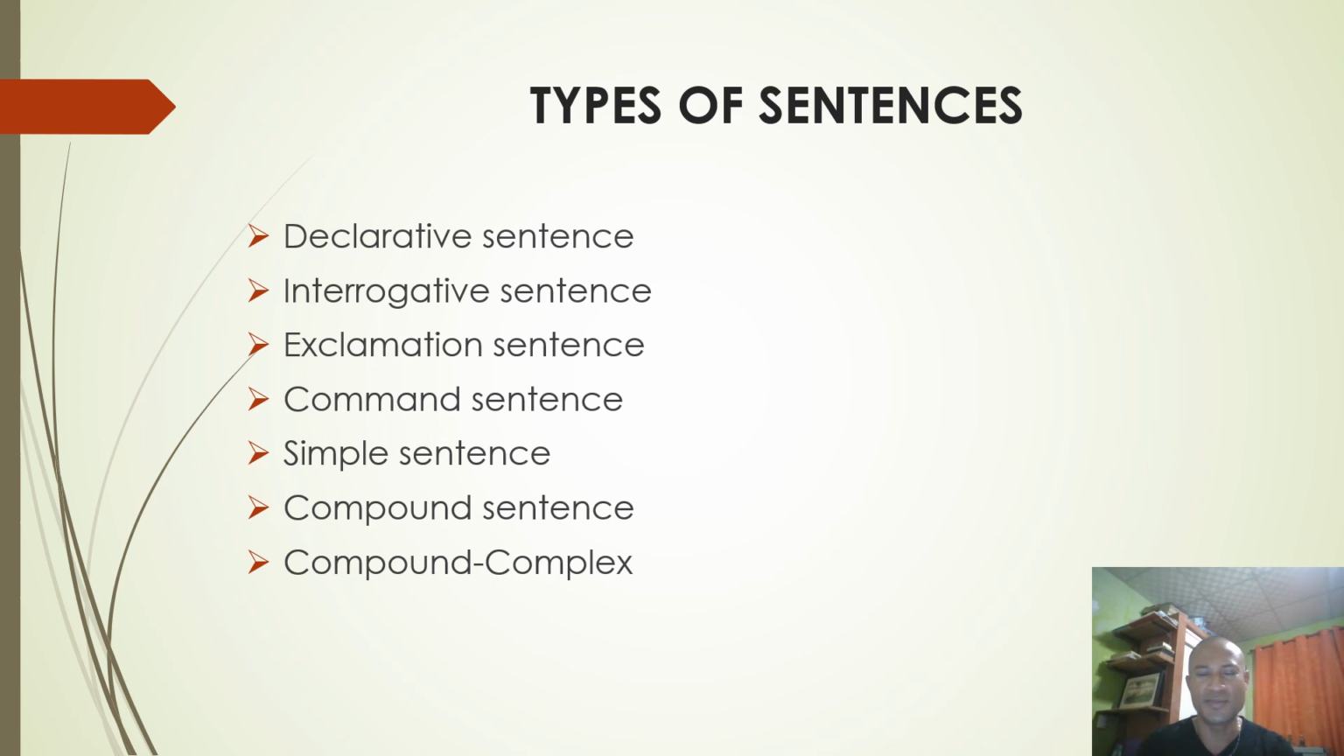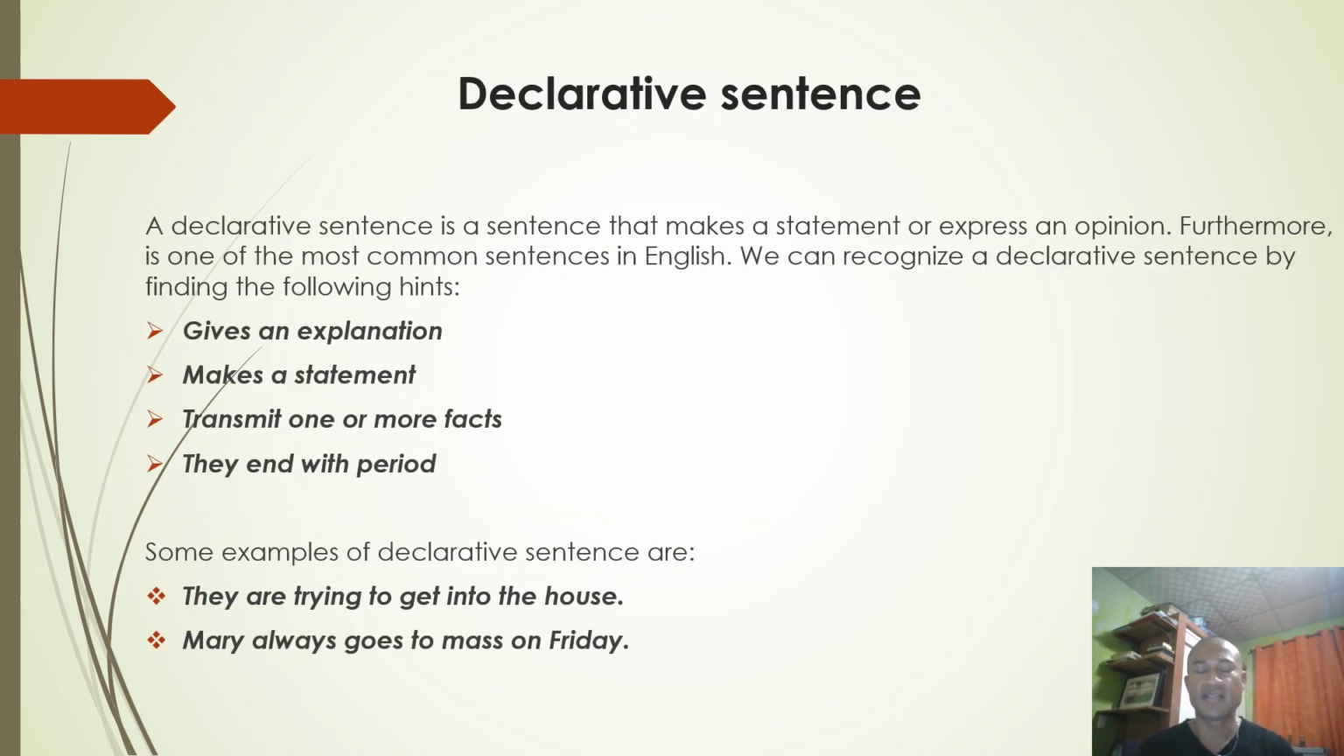And today I'm going to talk about the different types of sentence that we have in English. Declarative sentence. A declarative sentence is a sentence that makes statements or gives an opinion. And it's also one of the most common sentences in English. We can recognize a declarative sentence by finding the following hints. They give an explanation, they make a statement, they transmit one or more facts, and they always end with a period.